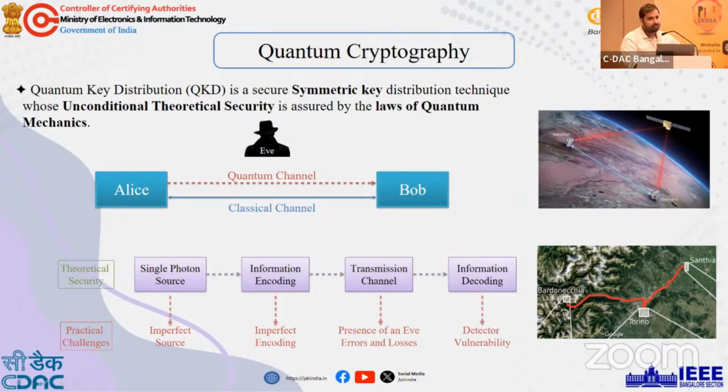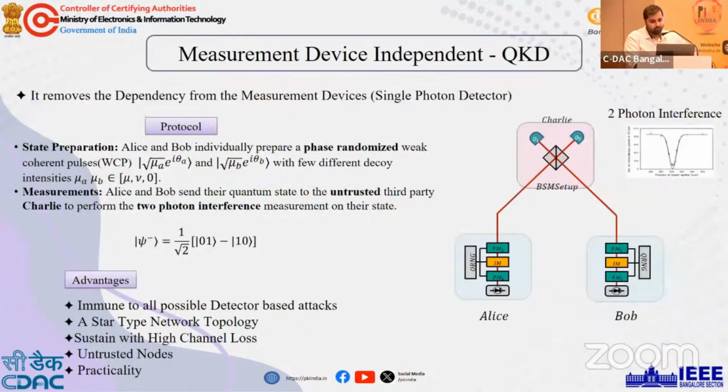MDI is measurement device independent quantum key distribution. When I say measurement device, there are single photon detectors that are used to measure single photons. Whenever a photon arrives at a detector, it gets a detection. But SPDs, or single photon detectors, are the most vulnerable, weakest part of the entire QKD system. So at least we can remove the dependency on the measurement devices, and that is part of these advanced QKD protocols, which is the MDI QKD protocol. It removes the dependency on all the measurement devices present in the system.